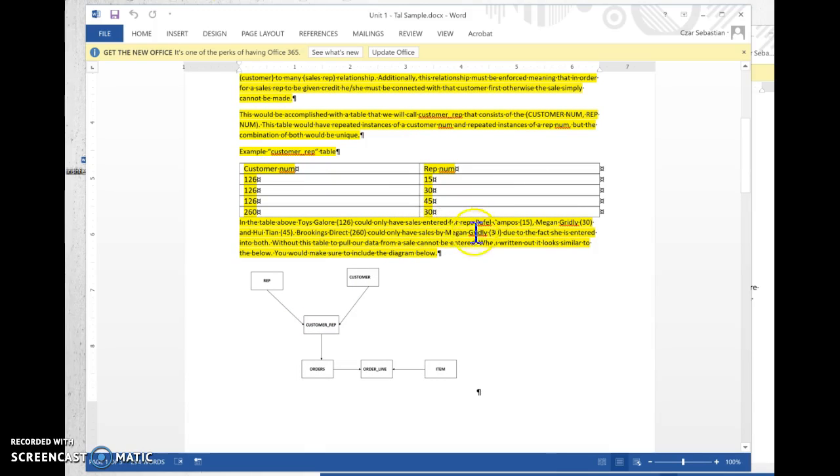Could only have sales entered for reps Raphael Campos, which is 15, Megan Gridley, 30, and Hui Tien, which I'm sure I mispronounced, 45. Brookings Direct, which is 260, could only have sales by Megan Gridley, 30. So the way you look at this is each customer is represented independently by one rep number. So you could have many repeats on the customer number, you could have many repeats on the rep number, but together they form a single entry that will have that particular customer number and that particular rep number.